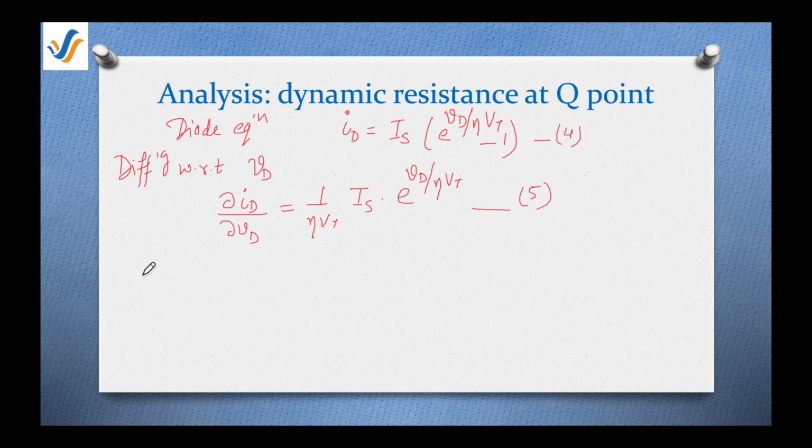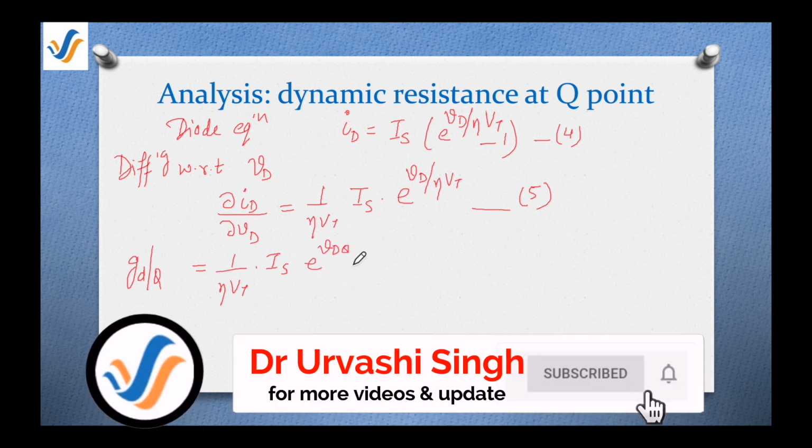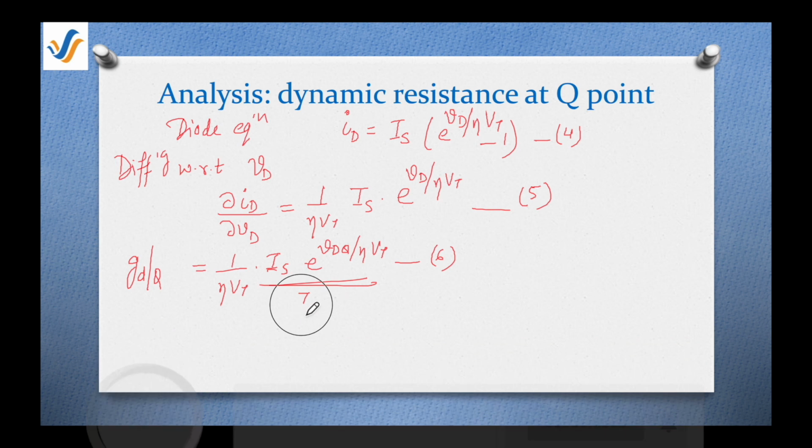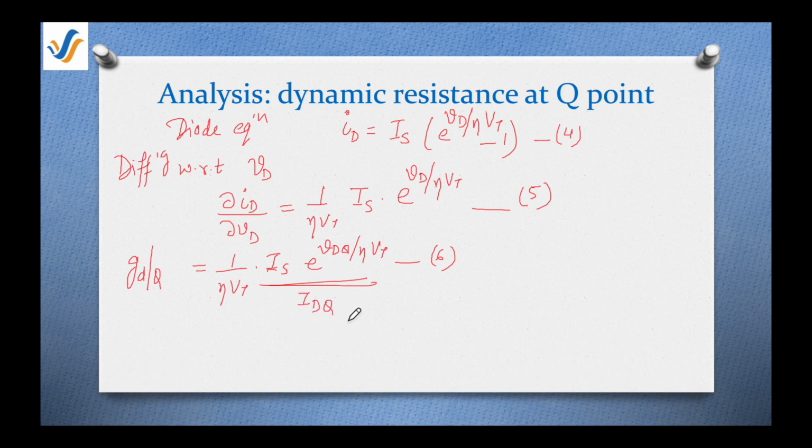Now the conductance at the operating point, we can write it as 1 upon eta VT, and this is IES exponential. Now this voltage will be VDQ upon eta VT. Rest part is same. And this is what? This is IDQ. Okay, so I am writing it directly, IDQ upon eta VT. So this is the conductance part.